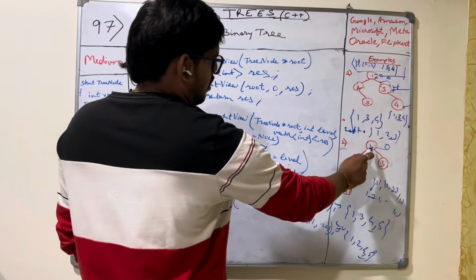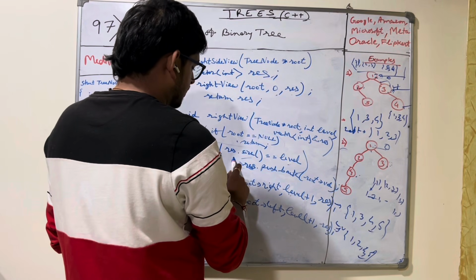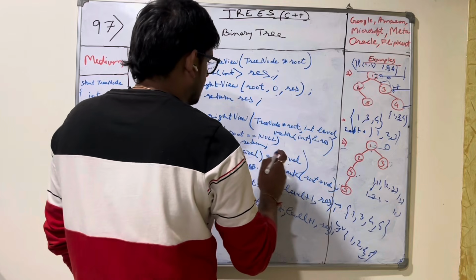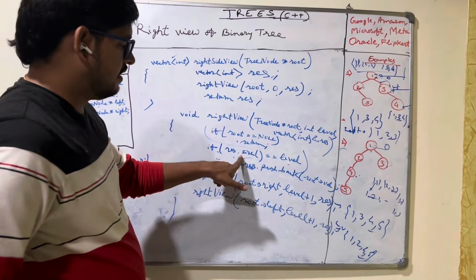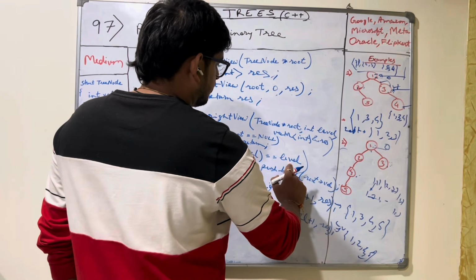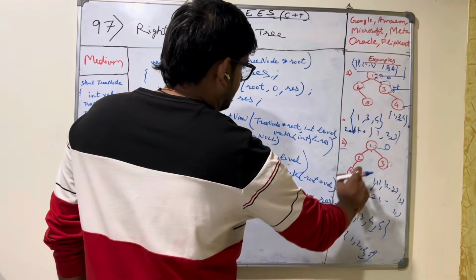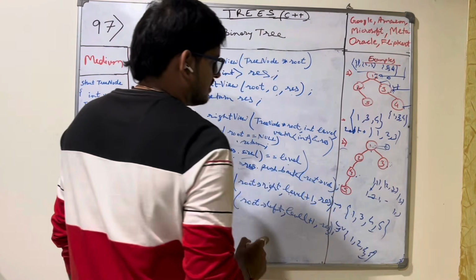Okay, now this is not a null, so we will not go into this condition. We will see what is the size of the result vector now. The result vector size is 0, right? No elements in the result vector, and the label is also 0. So we'll push back the root value, this 1. Now the result has this 1, we have traversed this.